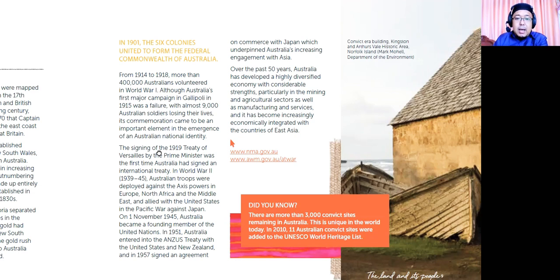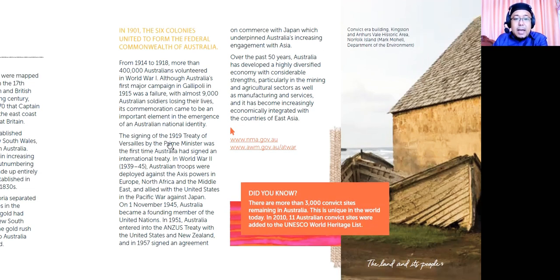The signing of the 1919 Treaty of Versailles by the Prime Minister was the first time Australia had signed an international treaty. In World War II, 1939 until 1945, Australian troops were deployed against the Axis powers in Europe, North Africa and the Middle East, and they aligned with the United States in the Pacific War against Japan. On 1 November 1945, Australia became a founding member of the United Nations.